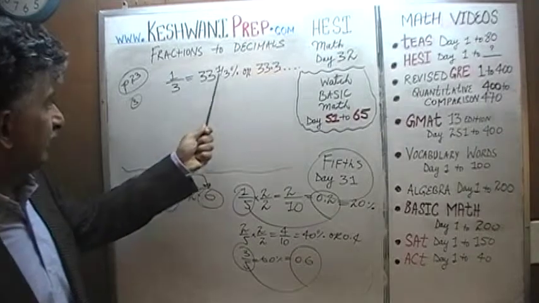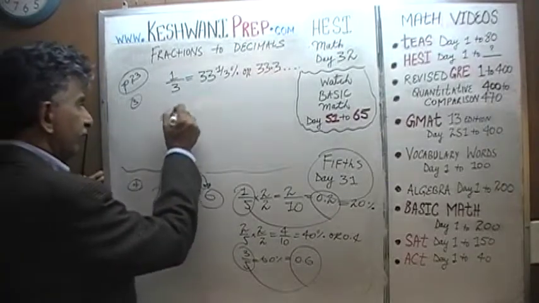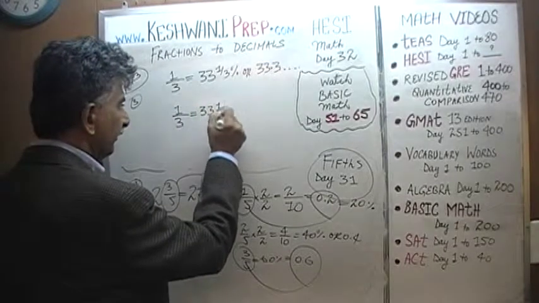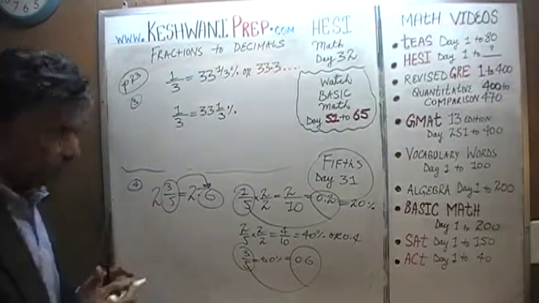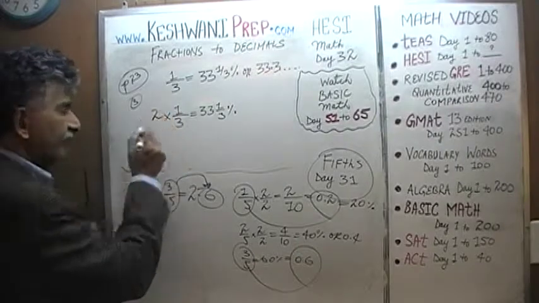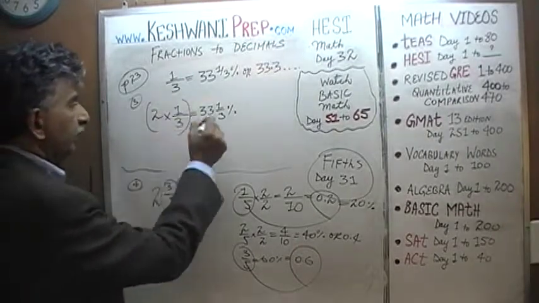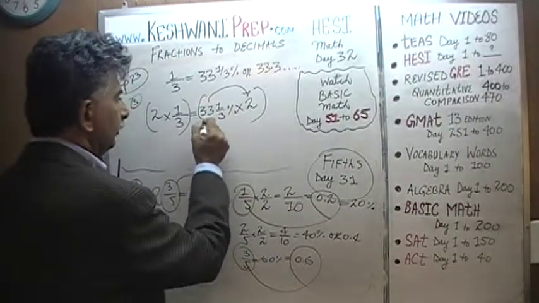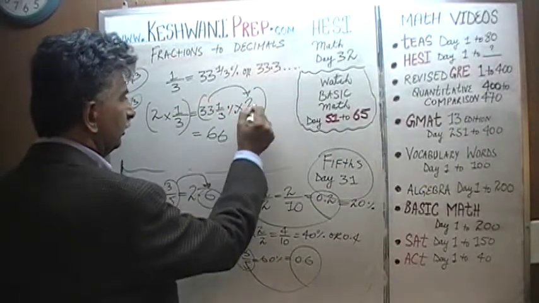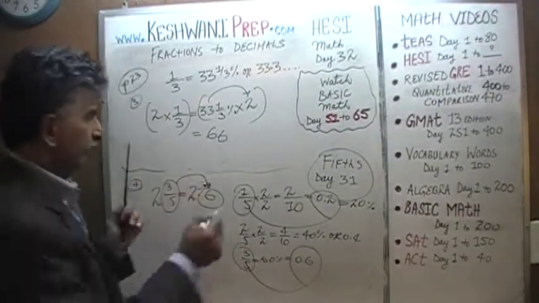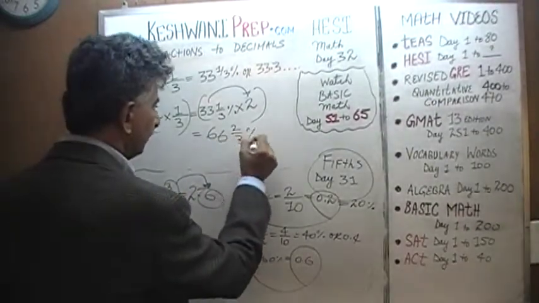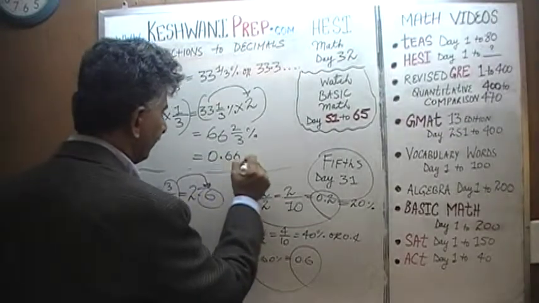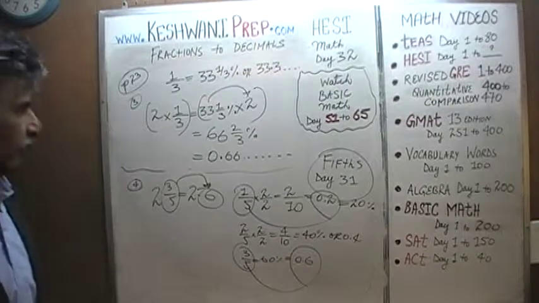If 1/3 is 33 1/3%, that stands to reason that 2/3, which is twice the amount, would have to be 2 times this amount. 2 times 33 is 66, and 2 times 1/3 is 2/3. So 66 and 2/3%, or 0.666, this goes on forever. It never ends.